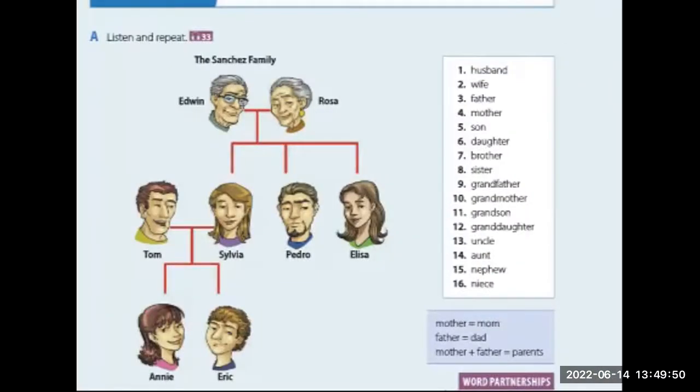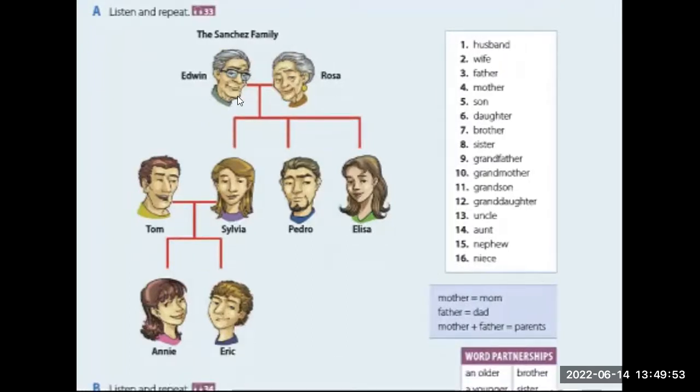All right, so I hope that you can see this. This is the Sanchez family. And here's Edwin and Rosa. And I told you that the line that goes across means that they are married. So they are husband and wife. The line that goes down to the next generation shows they have 1, 2, 3 children. This line shows us that Sylvia is married to Tom and they have 1, 2 children. All right.